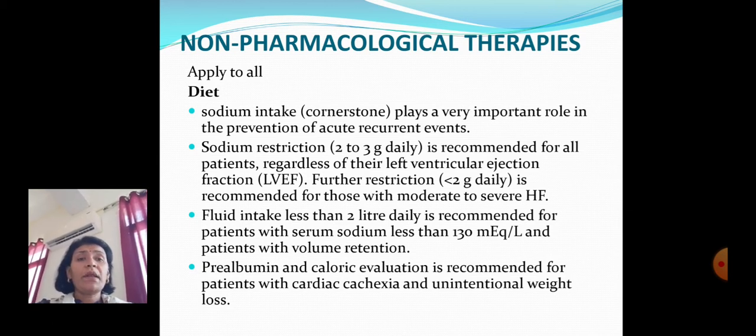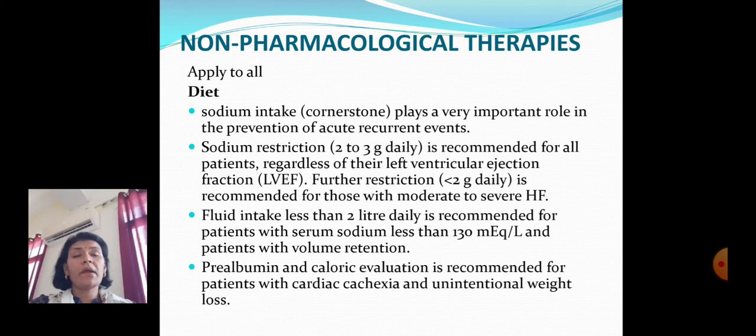Then fluid intake should be less than 2 liters daily for patients with serum sodium less than 130 milliequivalent per liter, and patients with volume retention. So they should restrict their fluid intake. Then prealbumin and caloric evaluation is recommended for patients with cardiac cachexia and unintentional weight loss. So these should be assessed and accordingly the diet should be planned.